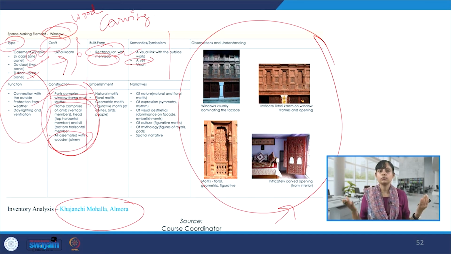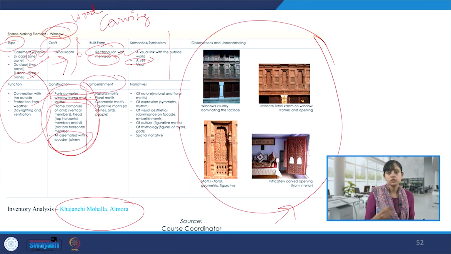How things are put together, what is the joinery, how does the assembly happen, what are the different attributes of these elements and crafts, and what do they convey, what is the semantic or symbolism behind them, and what is the actual function that they fulfill, what is the form like, whether it's rectangular or any other kind of form. So this is putting all that analysis together.